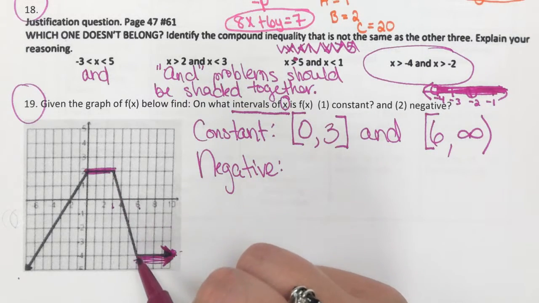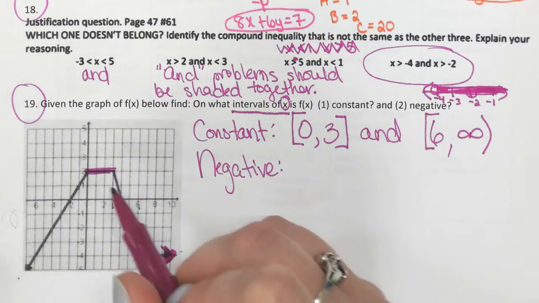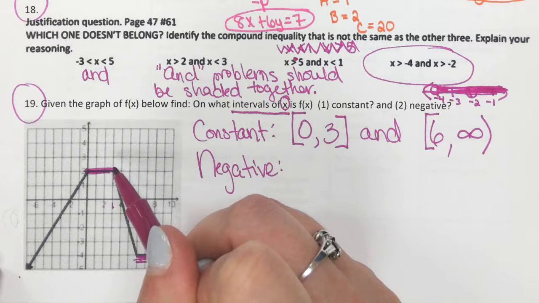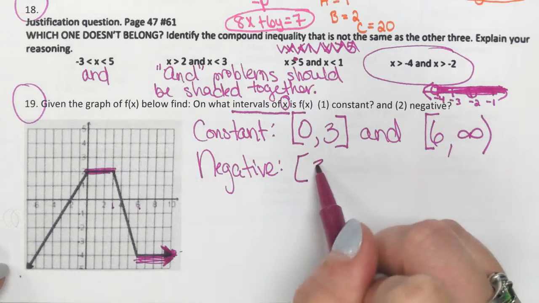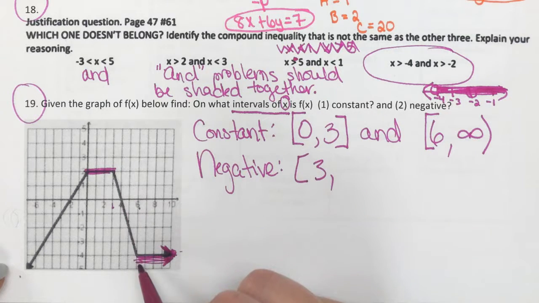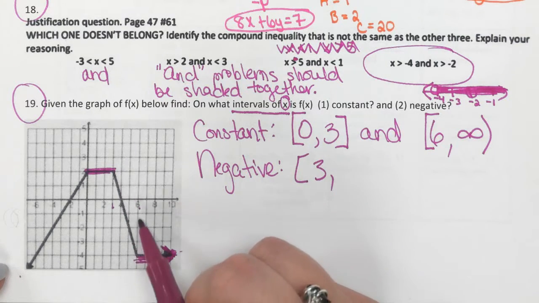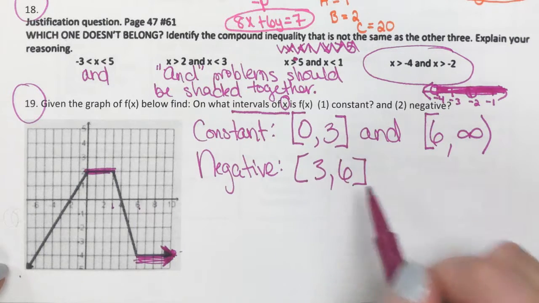All right, so what about this one? From left to right, what is this doing? Going down. That's going down, right? So right here, at the very top on the left, what's that x value? 3. That's 3. And then all the way down here at the bottom, what's that x value? 6. And they both get brackets, right?